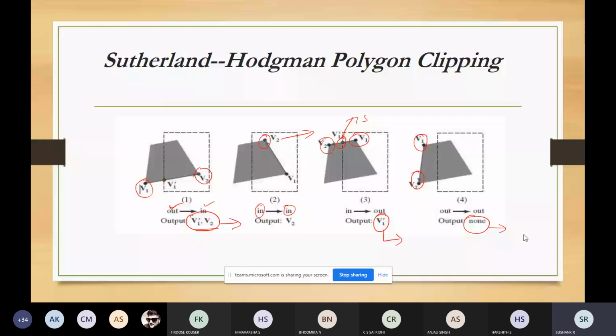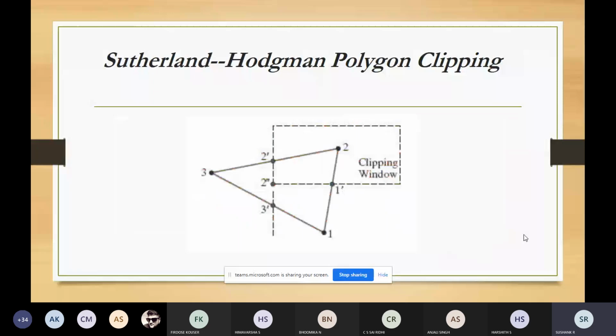So we will solve one problem, the triangle problem. Here the triangle is given by the edges. What are the edges of the triangle? We have edges of the triangle as 1 2, 2 3 and 3 1. So these are the edges of the triangle.